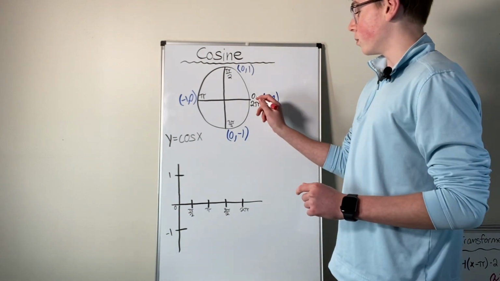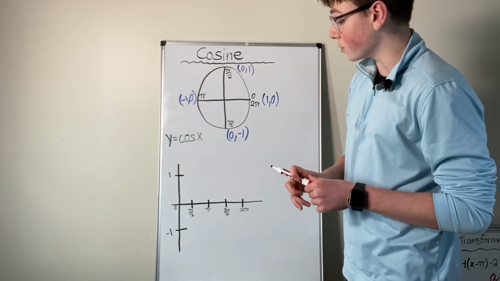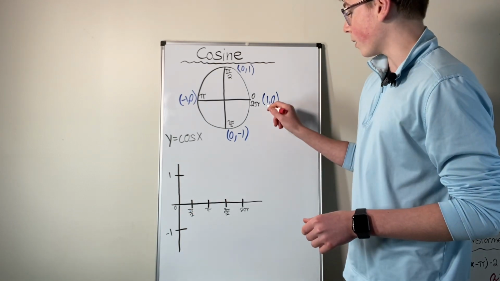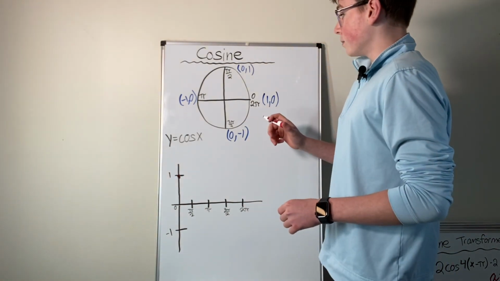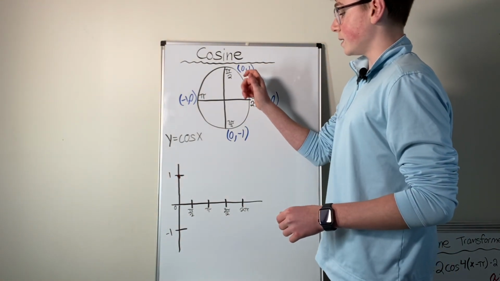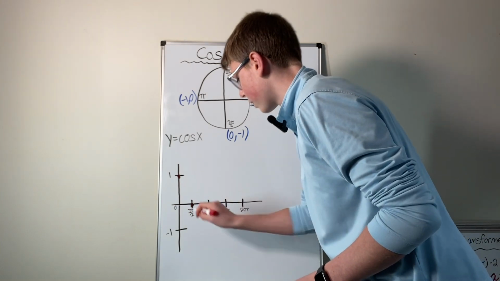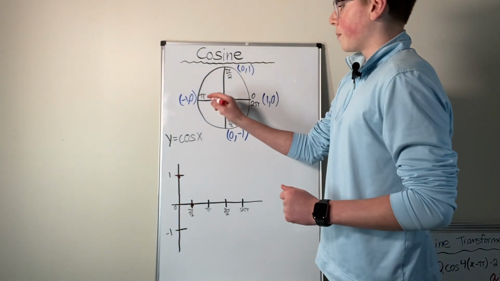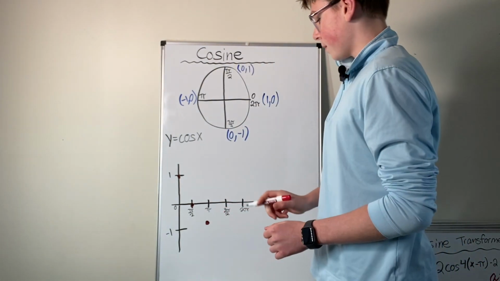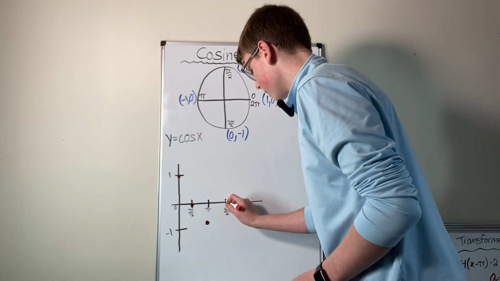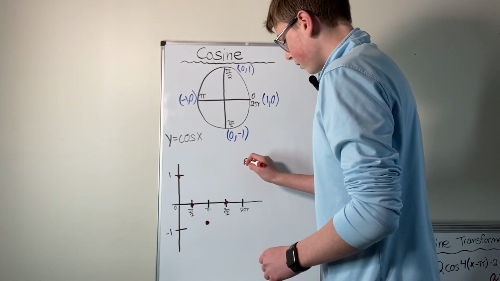So 0. On cosine, we are looking for the x value. So when we plug in a 0, we get out 1. Then pi over 2, we get 0. So pi over 2 is 0. This is on our midline. Then pi is negative 1. 3 pi over 2 is 0. And 2 pi is 1.